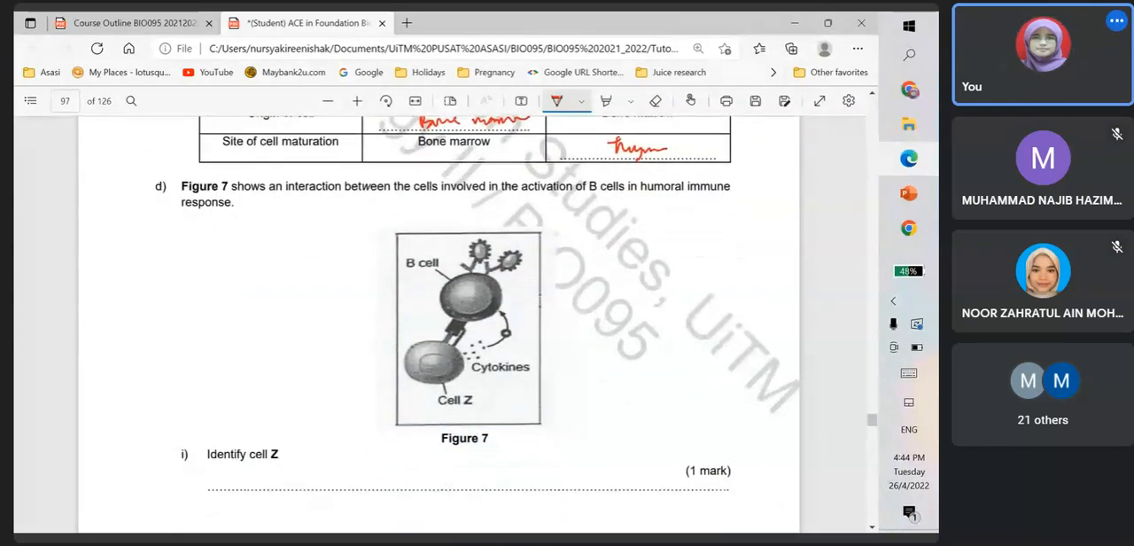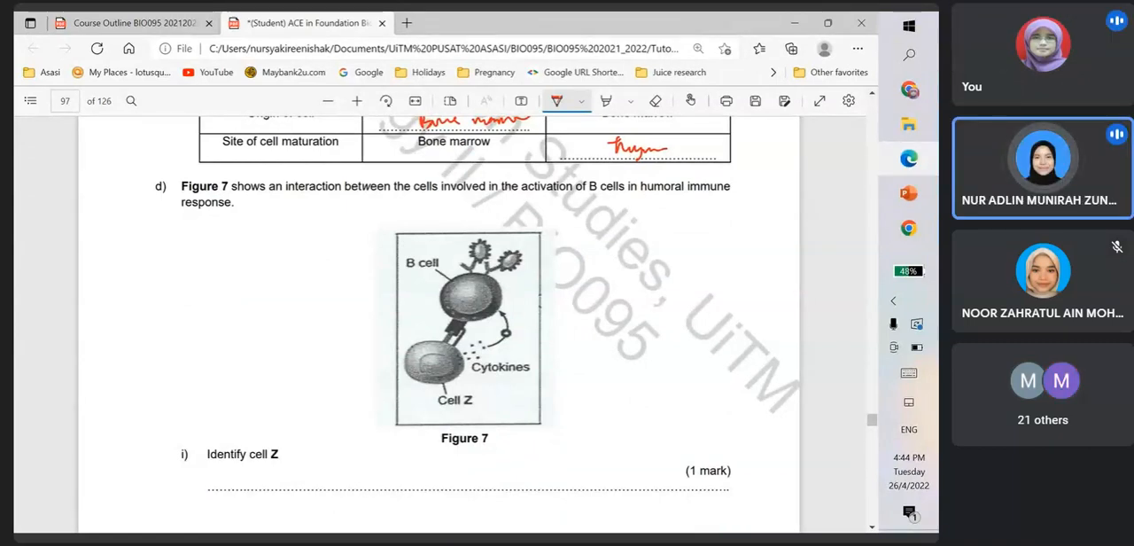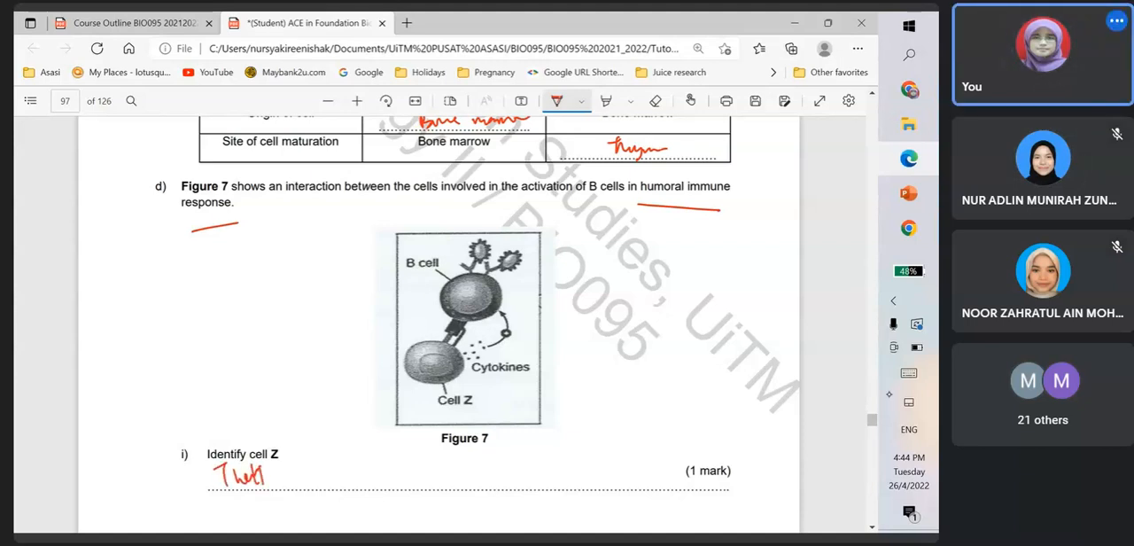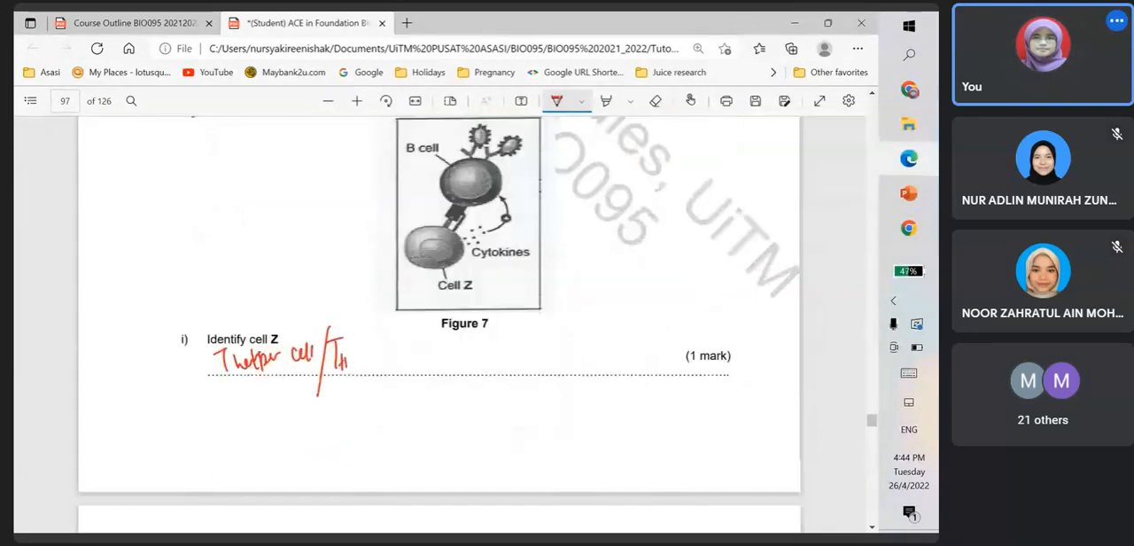D. Figure 7 shows an interaction between the cells involved in the activation of B cells in humoral immune response. Number 1, identify cell Z. Cell Z is T helper cells. T helper cell ataupun TH, okay. T helper cell. Betul. Okay, so next, Anissa.